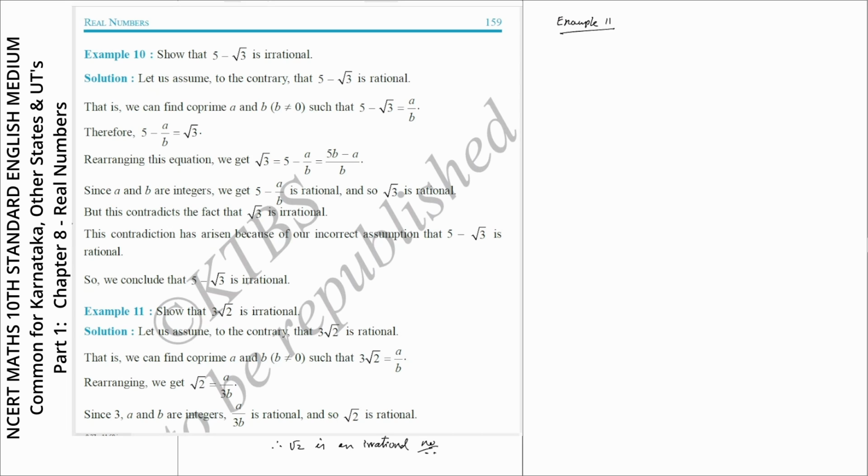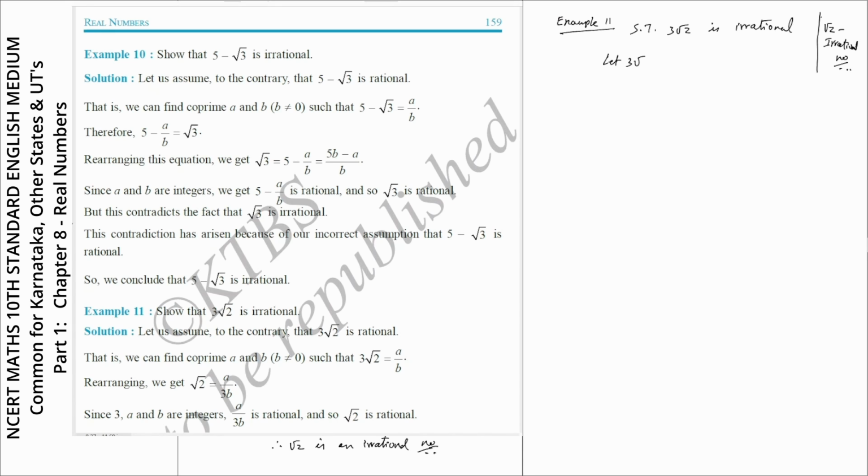Next is example 11. Show that 3 root 2 is irrational. So we already know that root 2 is an irrational number. We already proved it. Now we should prove that 3 root 2 is an irrational number. So what I will do is, as in the previous case, I will assume that this is a rational number.